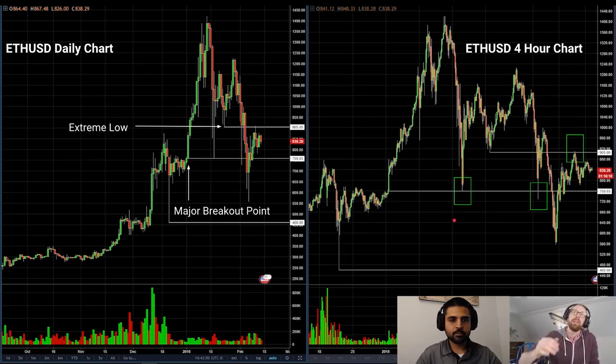And in fact, they're so well respected that there's algorithmic support at some of these levels, where there are computer systems that actually take into account this is a place where the computer is going to be a big buyer. And so when we see support, the stock is dropping down, and we're like, geez, it's not dropping anymore. There's big buy orders. Where are they coming from?